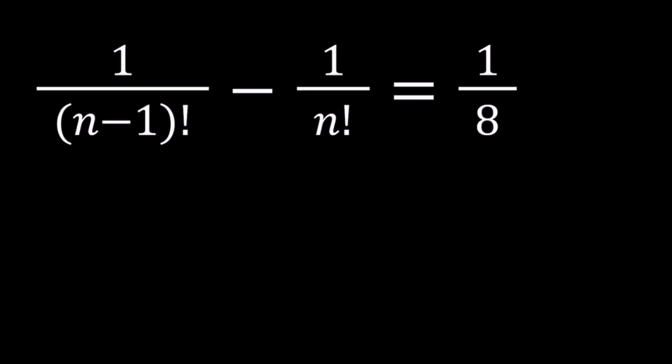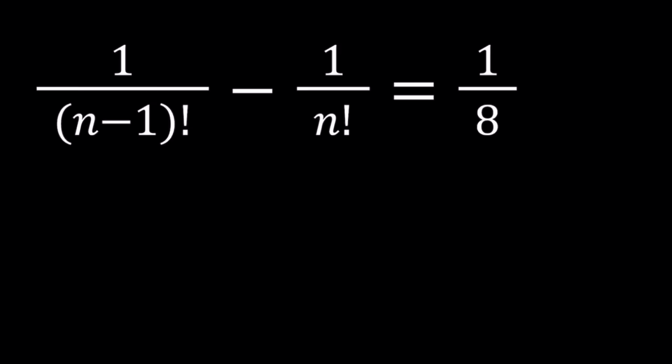So we have 1 over (n minus 1) factorial minus 1 over n factorial equals 1 over 8. I know what you're thinking. At this point you're like, this is so easy, I can do this with my eyes closed in 5 seconds. Okay, that's not the point. I'm just going to show you a solution method for these kinds of problems and also a graph at the end, which is kind of interesting. All right, great. Let's go ahead and take a look at it.